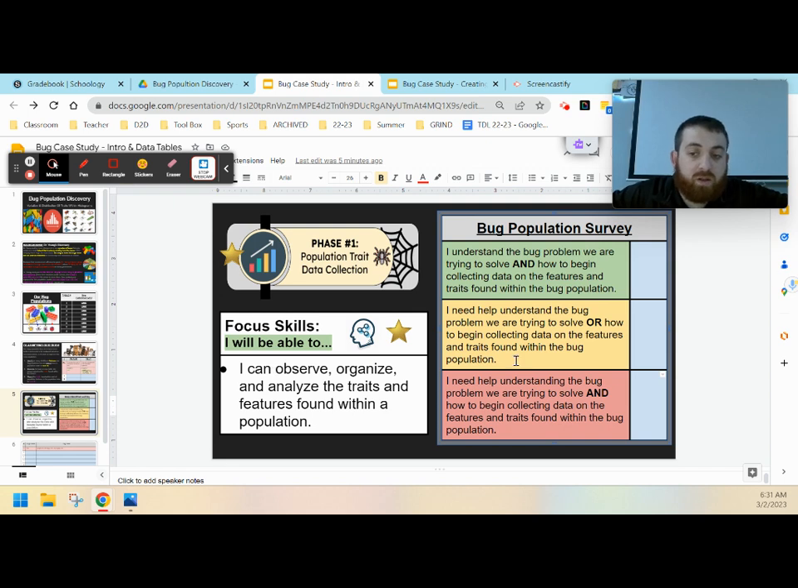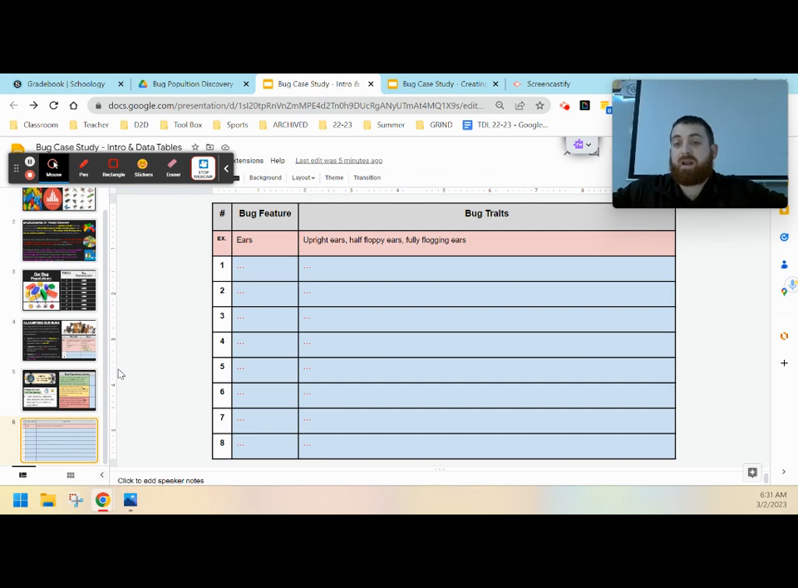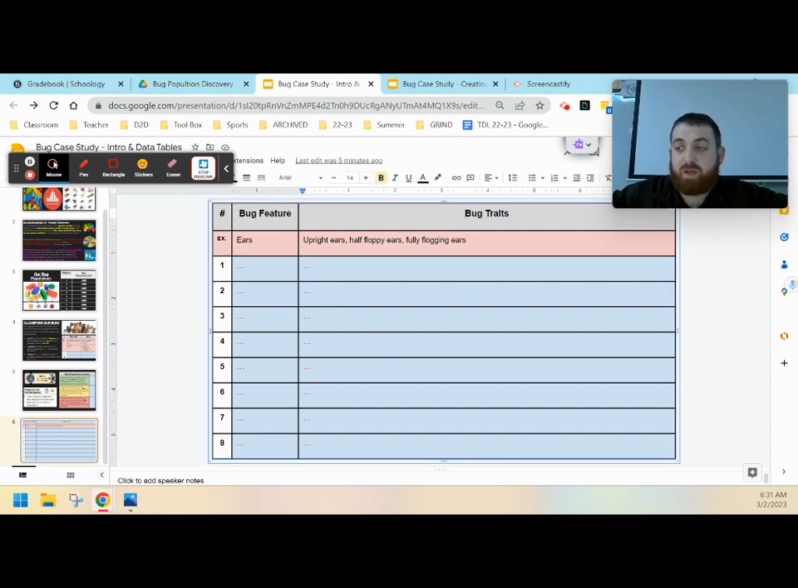As always, if you put your X in yellow or red, reach out and let's go ahead and begin task 3 and analyzing and observing and recording the bug features and bug traits that we have. Good luck.